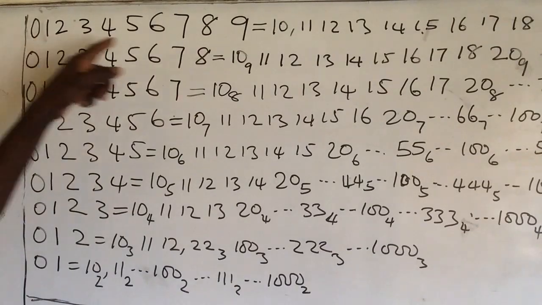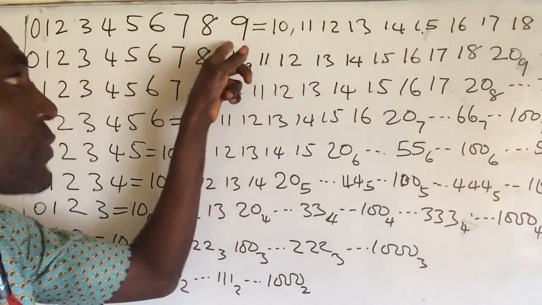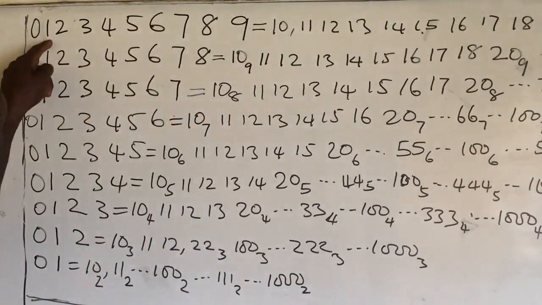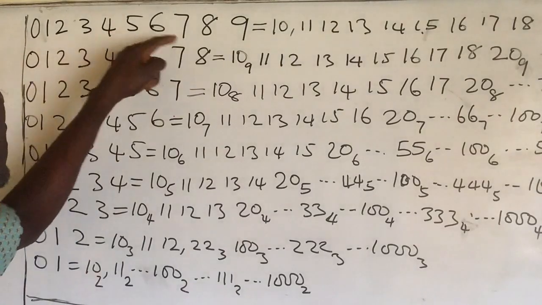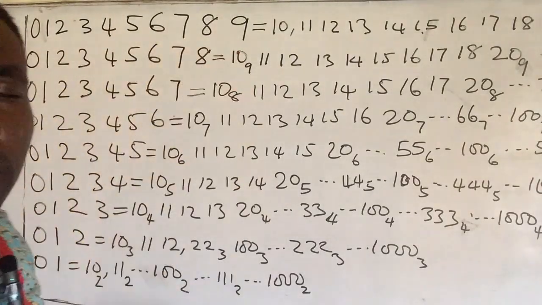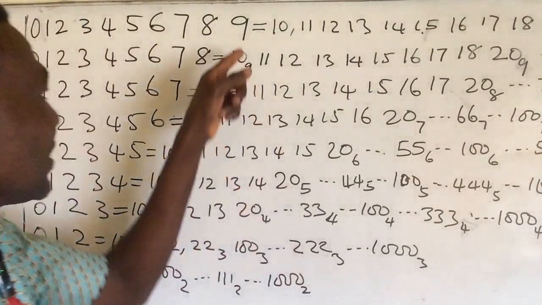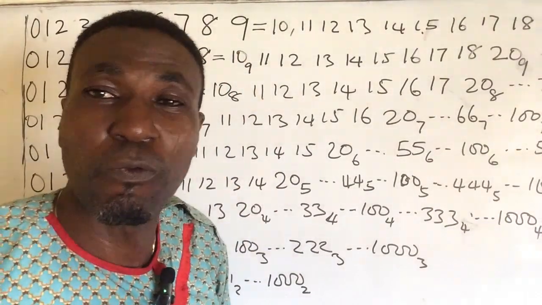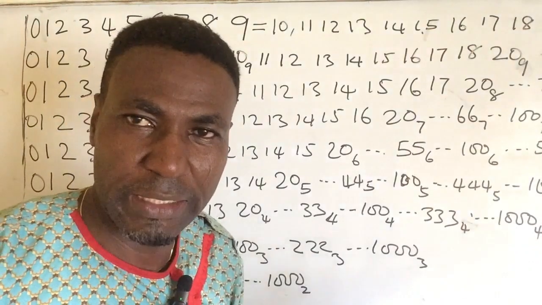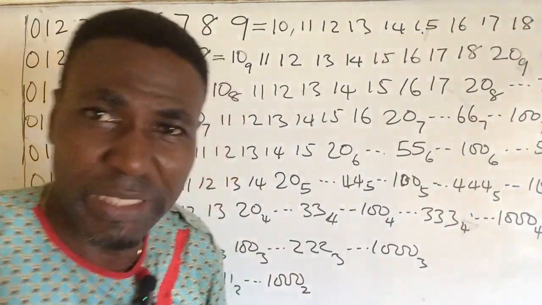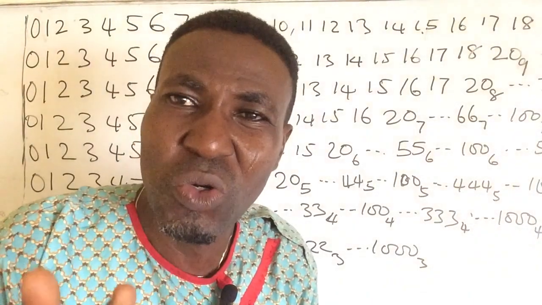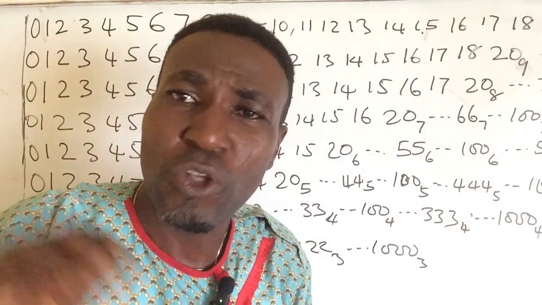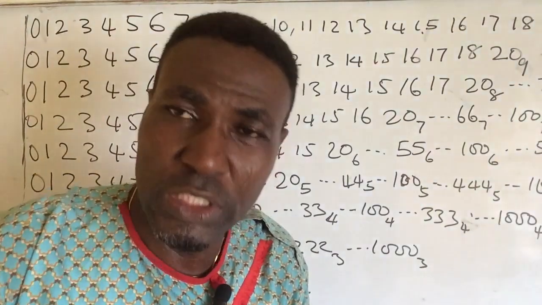This is called one digit. 0, 1, 2, 3, 4, 5, 6, 7, 8, 9 are one digit. And from these numbers is where we will form every other number. Now, this base 10 we are talking about, there is no special number we use to denote the base 10.